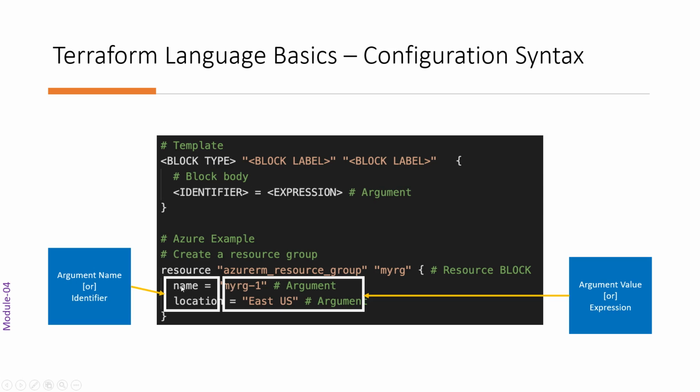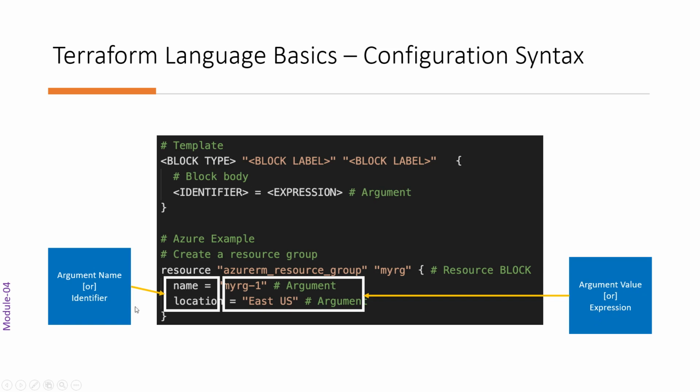So this name can also be called an identifier. On the right side, what you see, my rg1, can be called your expression. Okay, same thing, this is also another identifier or you can also call it an argument name. These are all unique argument names or unique identifiers. Same thing on the right side, this is again the value, so this can be called an expression or argument value.